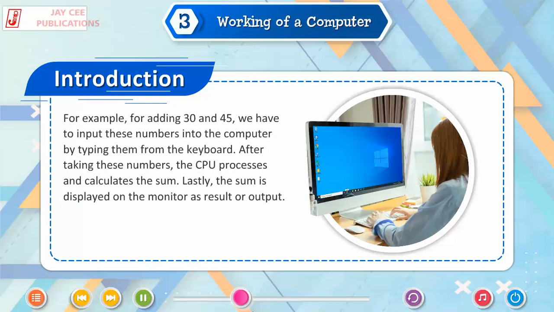For example, for adding 30 and 45, we have to input these numbers into the computer by typing them from the keyboard. After taking these numbers, the CPU processes and calculates the sum. Lastly, the sum is displayed on the monitor as result or output.